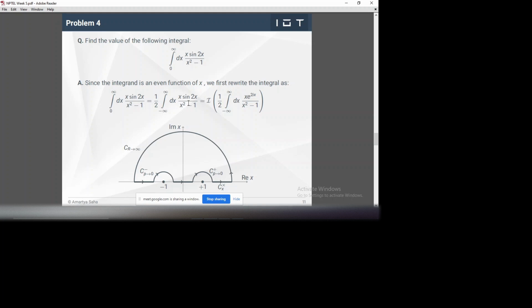Again, we know sine 2x is the imaginary part of e to the power 2ix, right? And that is why the integral that is given in the question will be equal to the imaginary part of this integral that I have written here. So now we will evaluate this integral. This is our complex contour integral, z e to the power 2iz divided by z squared minus 1. After calculating this integral, we have to take its imaginary part.